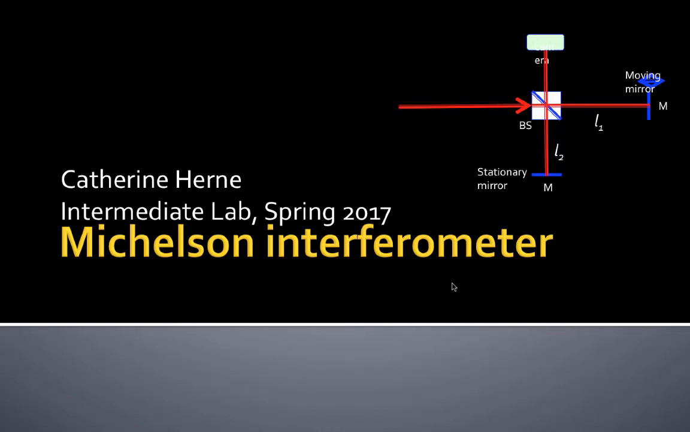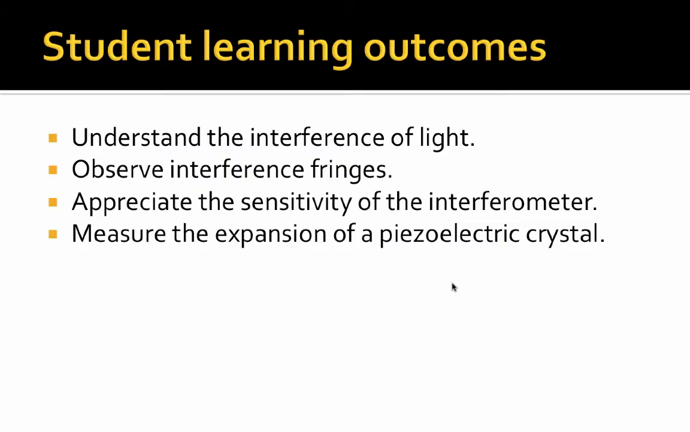This is an introduction to the Michelson interferometer lab for the intermediate lab, spring of 2017. The student learning outcomes for this lab are several. One, to understand the interference of light. To observe interference fringes, which are just really cool, and we see interference fringes in our world a lot and don't realize that's what's going on. To also appreciate the sensitivity of the interferometer.